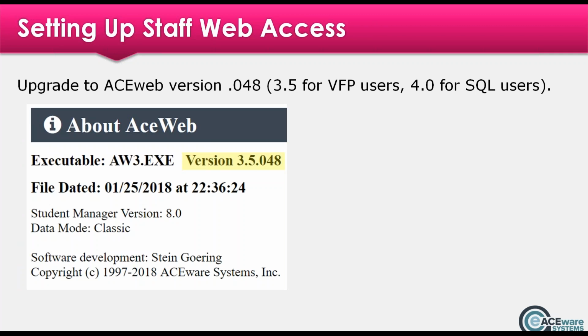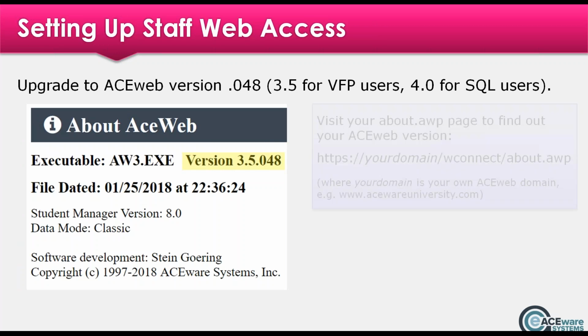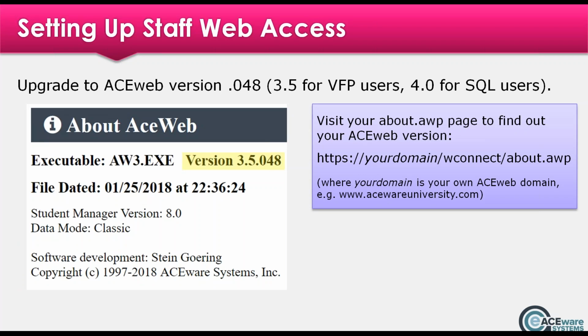So setting up staff web access. First and foremost, you are going to need to upgrade to the latest version of ACEweb. So if you're on the FoxPro version, that is 3.5048, and SQL is 4.0048. If you need to find out what version of ACEweb you're currently running, you can bring up any page on your ACEweb site and replace whatever is at the end of your URL, preferably right after the wconnect/, and put about.awp in there and hit enter, and it will tell you, as you can see in the picture on the left, what version you're currently running.